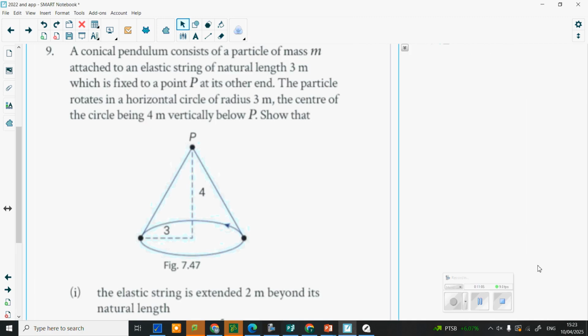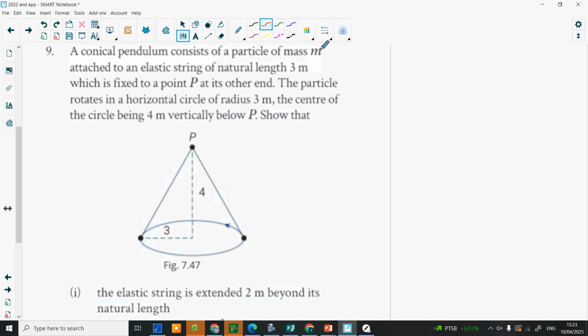Okay, annoying. So, what happens is, a conical pendulum consists of a particle of mass m attached to an elastic string of natural length 3, which is fixed to a point P at the other end. If the particle rotates in a horizontal circle of radius 3, the center of the circle being 4 meters directly below P, show that the elastic string is extended 2 meters beyond its natural length.